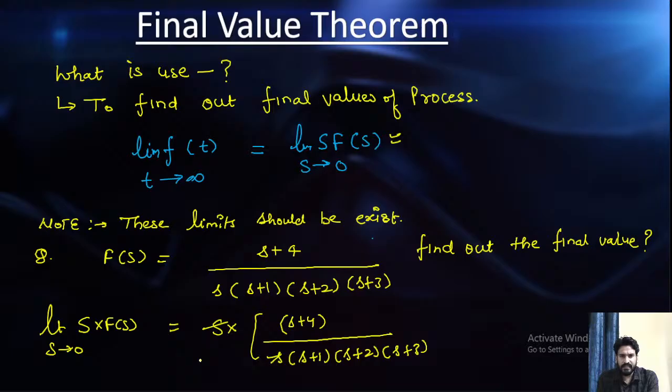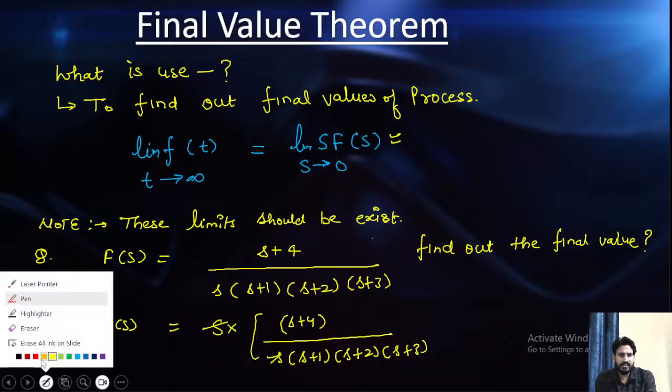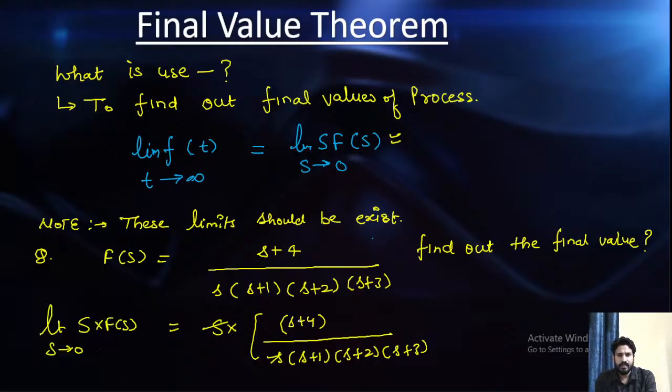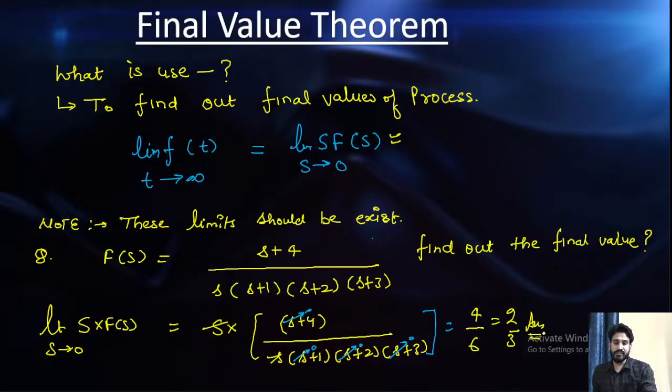This s and s gets cancelled. Now s tends to 0, so this will be 0, this will be 0, this will be 0 and this will be 0. What is the final expression we will have? It is my 4 divided by 1 multiplied by 2 multiplied by 3. It is 6, 4 by 6. It means it is my 2 by 3. This is your answer. So what is the value of this function? 2 by 3.